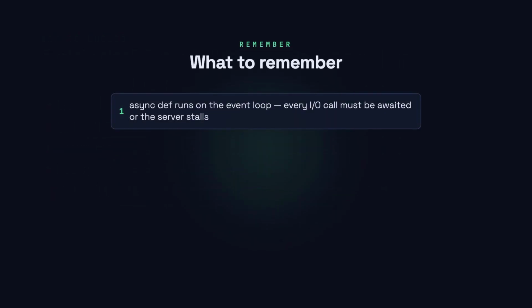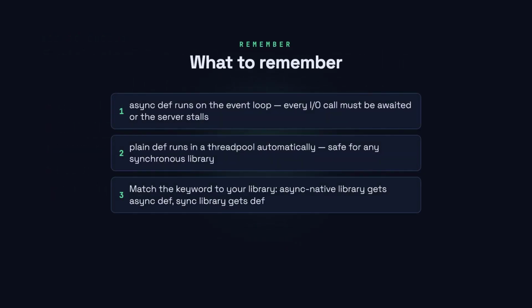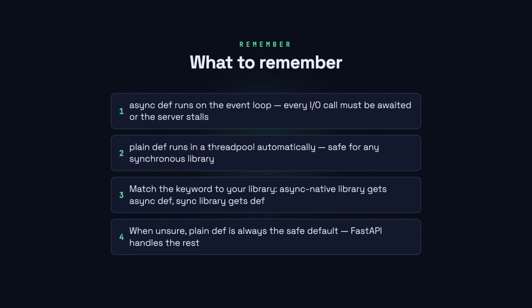To wrap up, async-def and plain-def are two strategies for the same goal, keeping FastAPI's event loop free. Use async-def when your libraries speak async and you can await every blocking operation. Use plain-def when your libraries are synchronous and trust FastAPI to offload them to a thread pool. The match between your keyword and your library is what matters. Get that right, and FastAPI's concurrency model works exactly as intended.